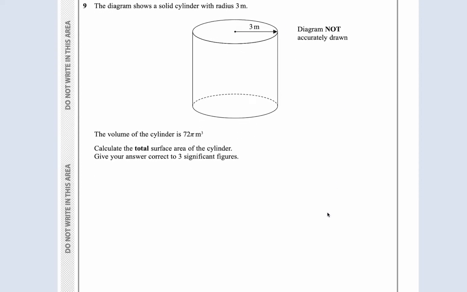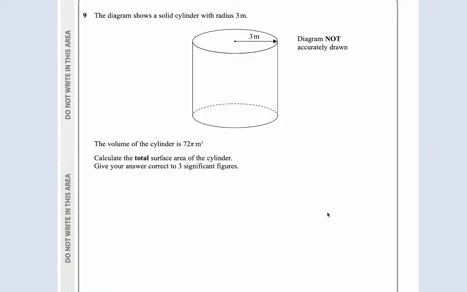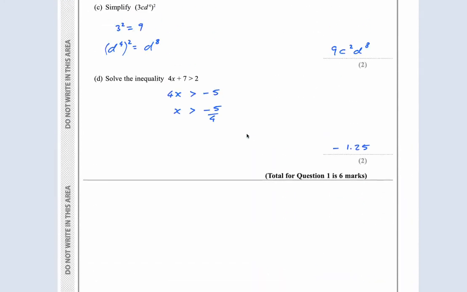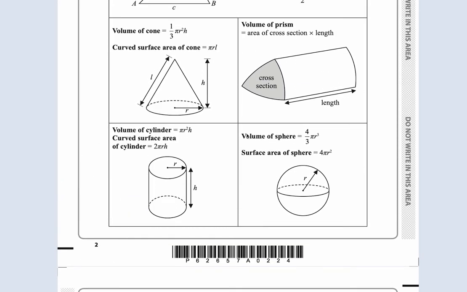Okay, question 9. We have a cylinder, radius 3 meters. The volume of the cylinder is this. Calculate the total surface area of the cylinder. Give your answer to 3 significant figures. Okay, so guys, I'll just go back to the formula sheet. It gives you the volume of the cylinder, and it gives you the curved surface area of the cylinder. So the curved surface area is just this part.